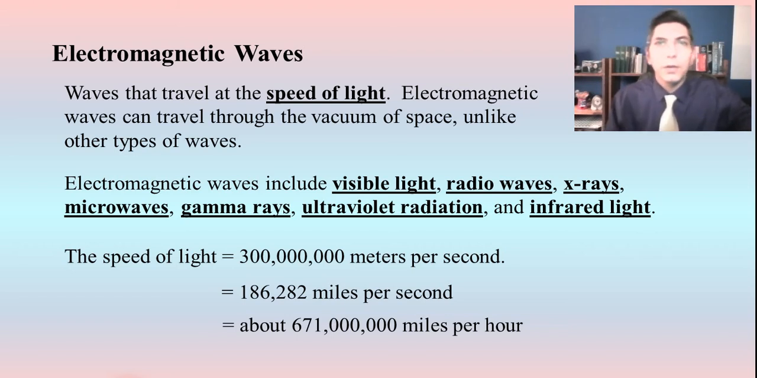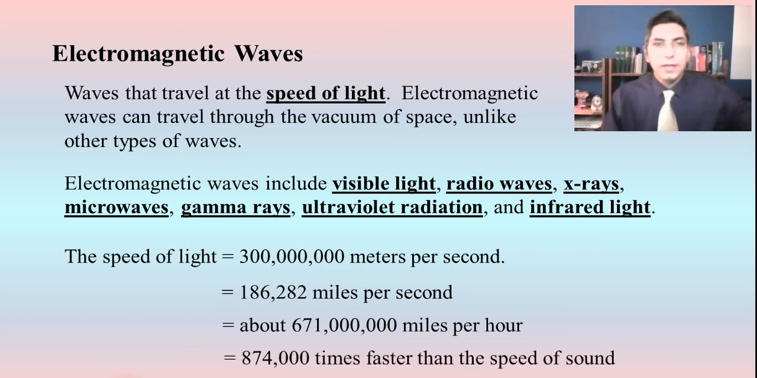In the last video, we talked about the difference between the speed of sound and the speed of light. How much faster than sound is light? Well, light travels about 874,000 times faster than the speed of sound in air. So we're talking about an extremely large difference between the speed of these two things. Sound is comparably a tortoise or snail compared to light.